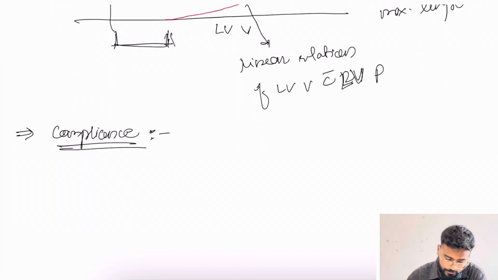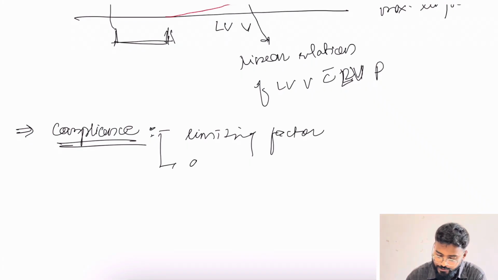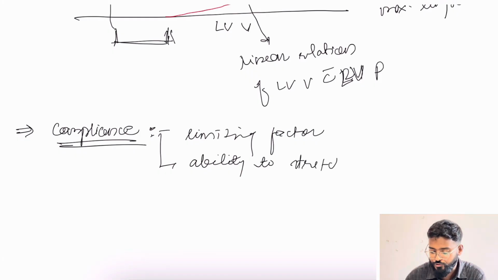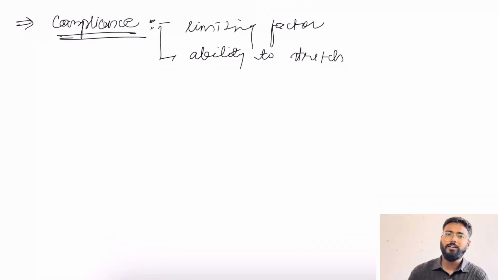Here compliance becomes a limiting factor, and it is the ability to stretch. In really basic terms, you can say it is the ability of your muscle or your cardiomyocyte to stretch when imposed by a certain pressure or a certain volume that is going to cause that amount of pressure. So how can we relate this to certain pathologies?